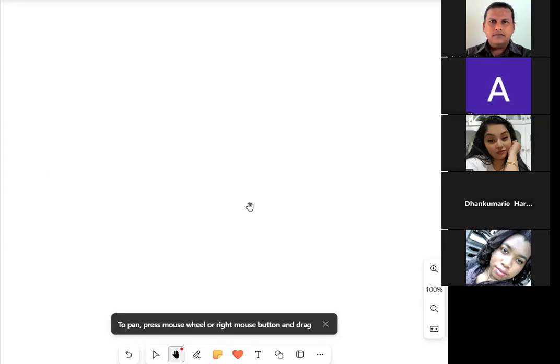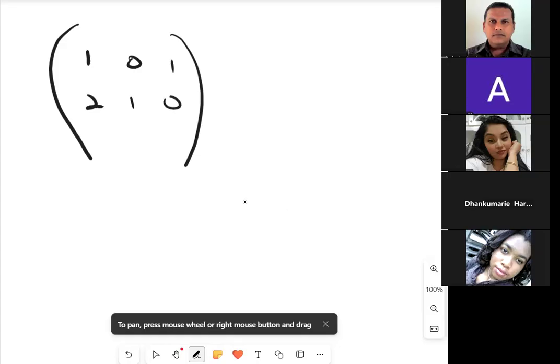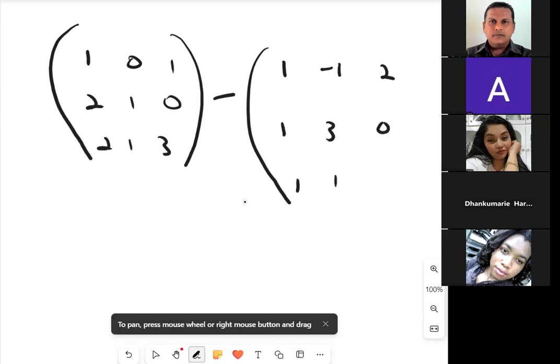Let's deal with subtraction, which is just as easy. Subtract. What do you do? Again, you check the condition. They must be of the same size, and they are in this case. You simply subtract corresponding elements.